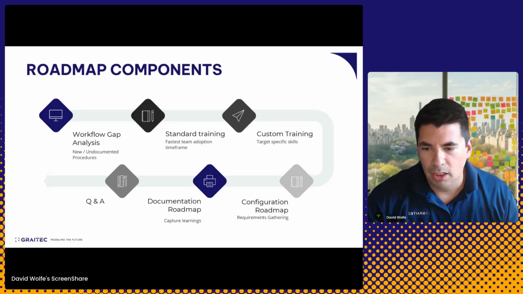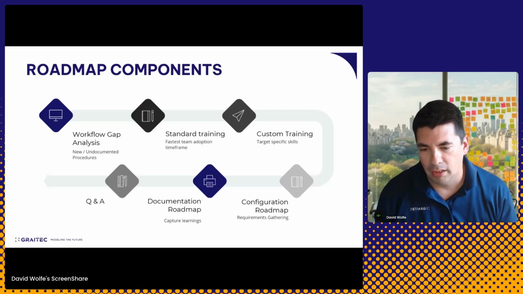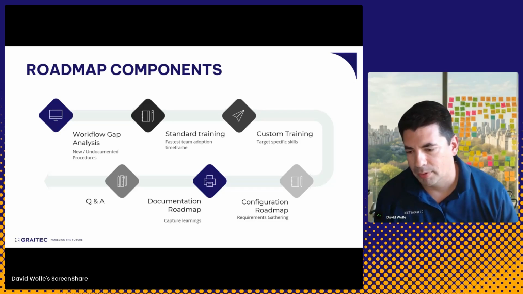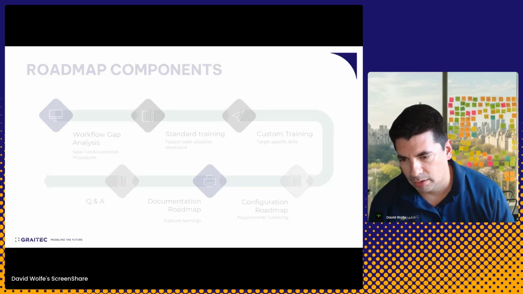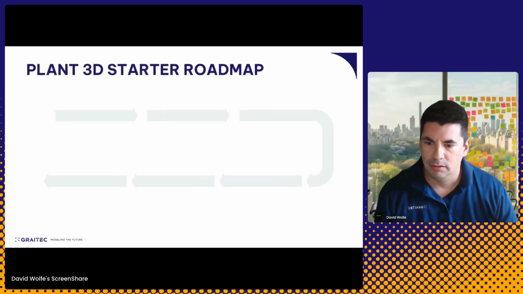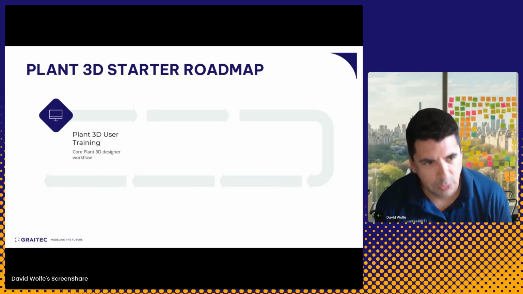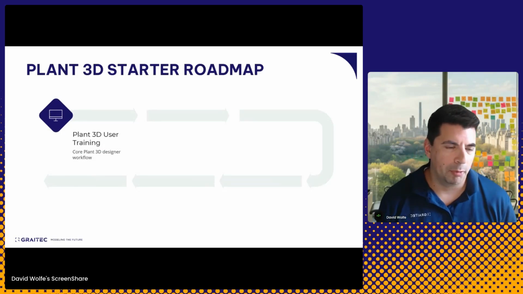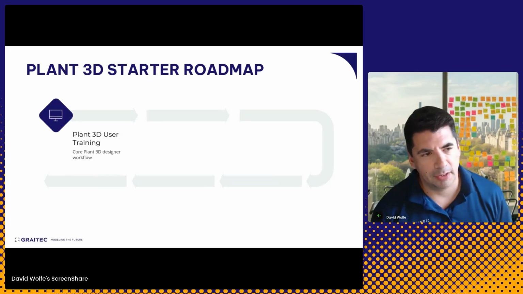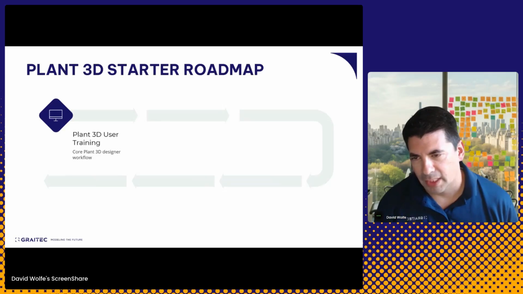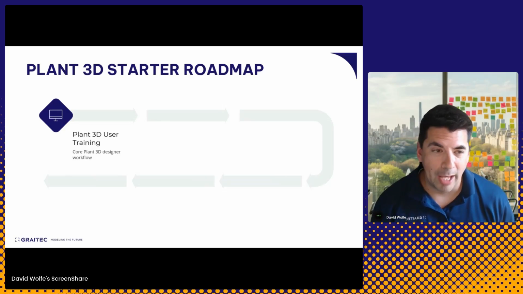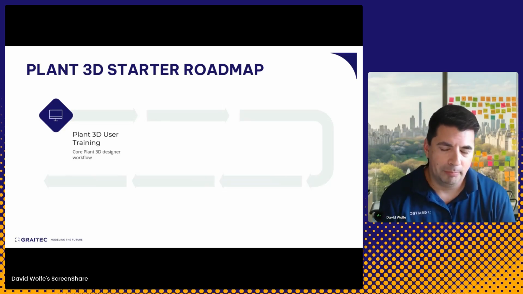So let's take a look at what goes in a very common starter roadmap. And so I'll go ahead and start over here. So the first thing, and we start here because for a lot of companies, we work with companies that have, let's say, between 5 and 10 piping designers. And that's kind of the team size. They have 1 or 2 admins that are helping them.